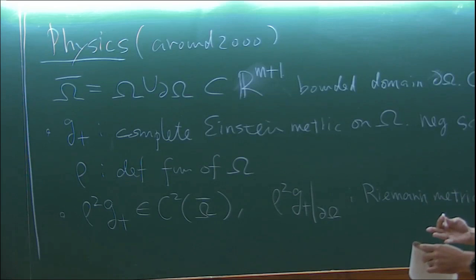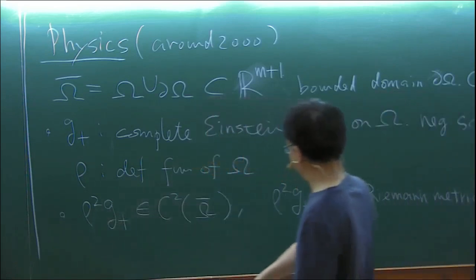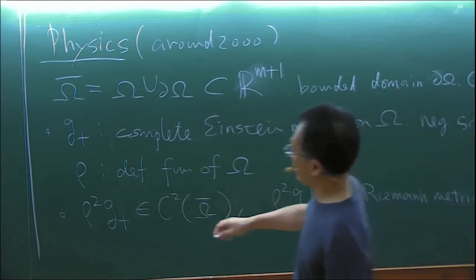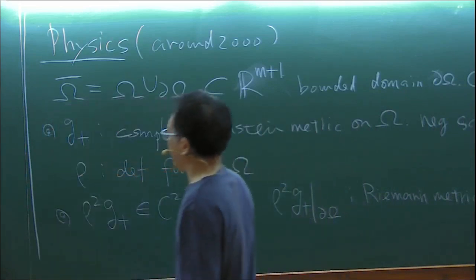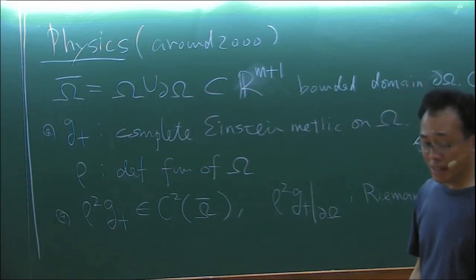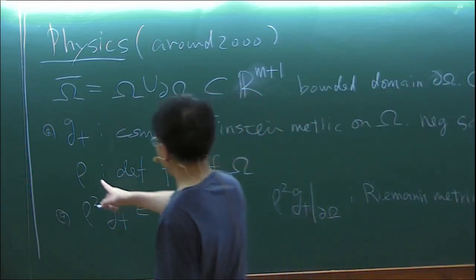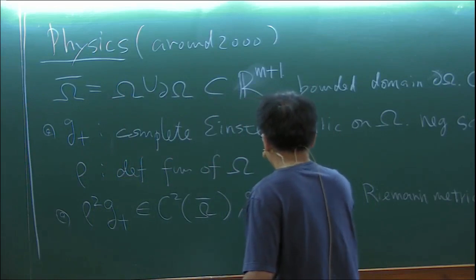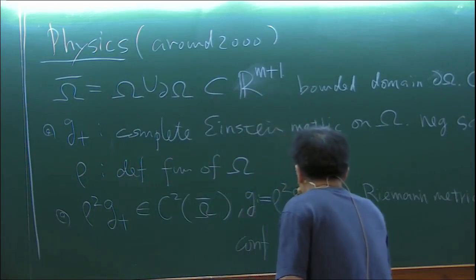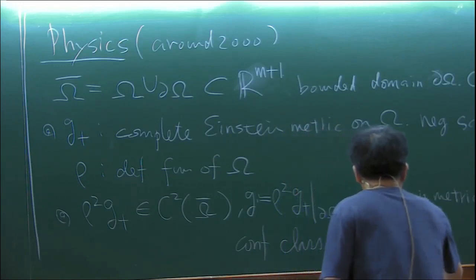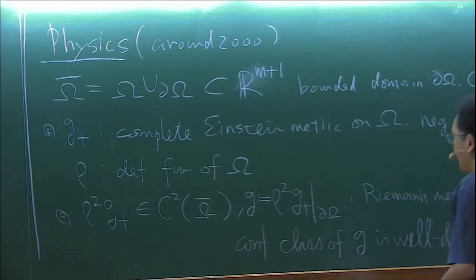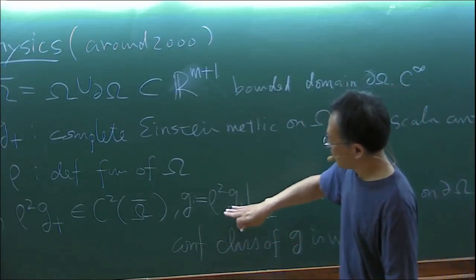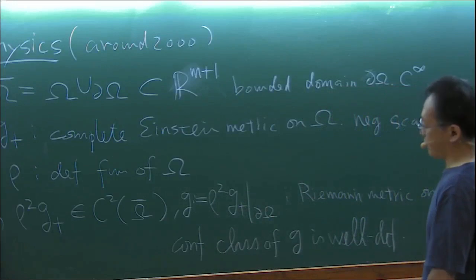So you have a complete metric inside, and suppose that if you scale by the defining function, this gives a Riemannian metric on the boundary. If these two are satisfied, then this G plus is called a conformally compact Einstein metric. Here rho can be anything, so this is not unique, but this conformal class of G is well defined. If you change rho, you have another G on the boundary, but this is just a scaling of the first one. So you have a natural conformal structure on the boundary.